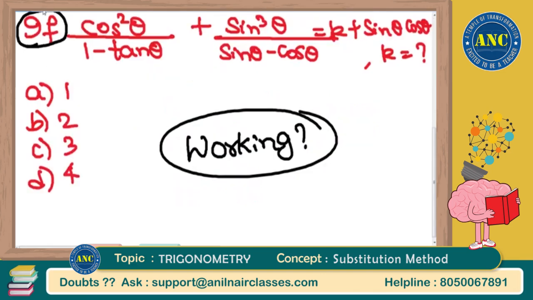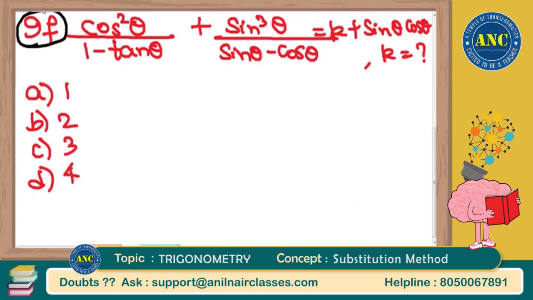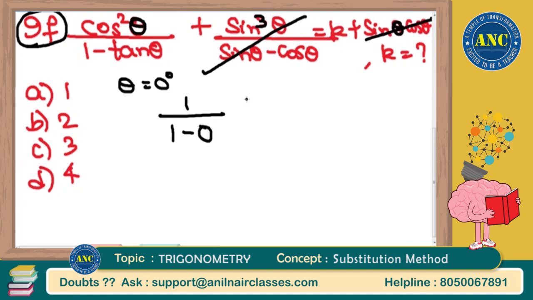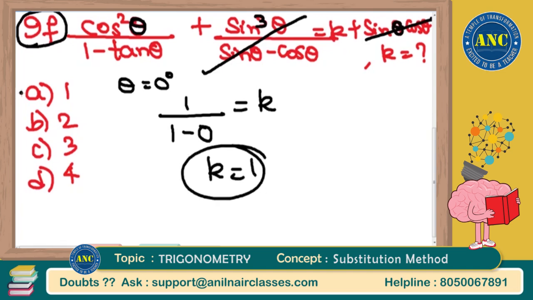Now see here, very easy. Whenever it is sine or cos, make use of 0 degrees or 90 degrees. Suppose I take theta as 0. Sine 0 is 0, so this entire thing will get 0. You are only left on the left-hand side with cos 0 is 1 by 1 minus tan 0, which is 0, equal to K on the right-hand side. K value is 1. Is it difficult? I don't think my students should face any difficulty.